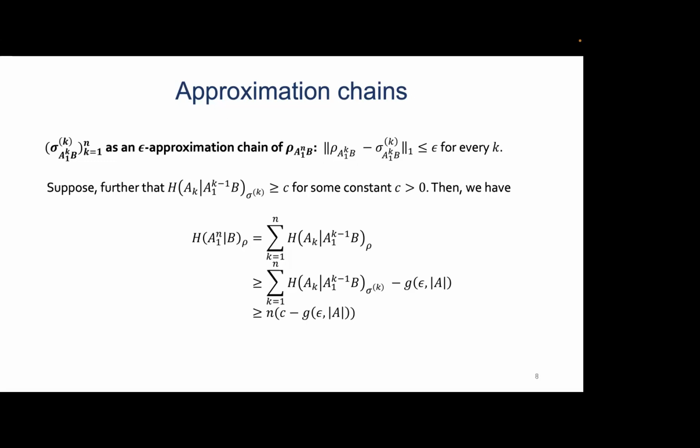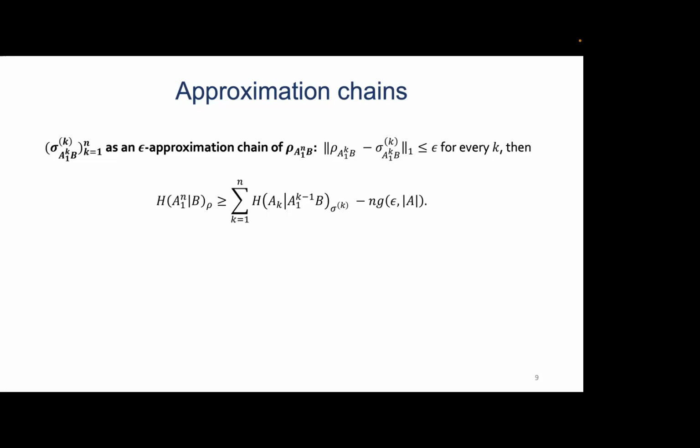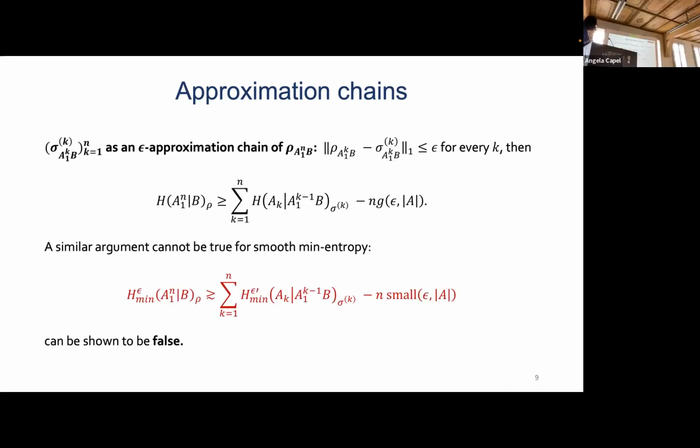This is great. This is actually the kind of thing we like doing in cryptography, except for the fact that you want the smooth min-entropy here instead of the von Neumann conditional entropy. We would love to see something like this for the smooth min-entropy, except you can't, because it can't hold true for the smooth min-entropy. There are very easy counterexamples which one can construct to show that this is not true. So what we do in this work is consider these approximation chains, but with additional assumptions so that we can make something like this hold true.